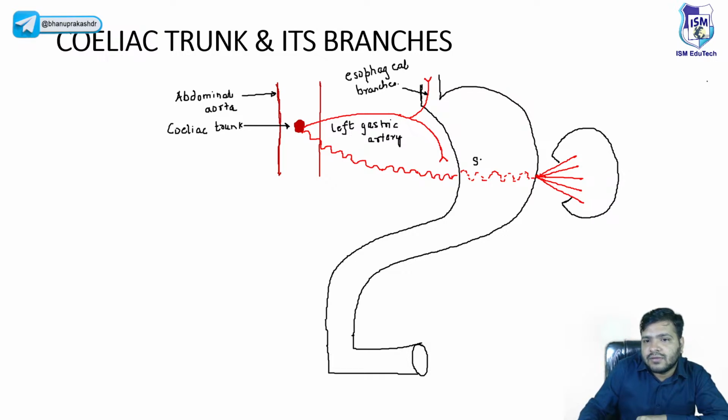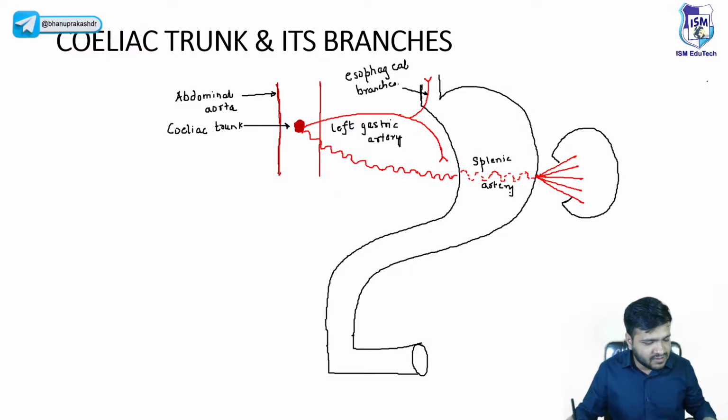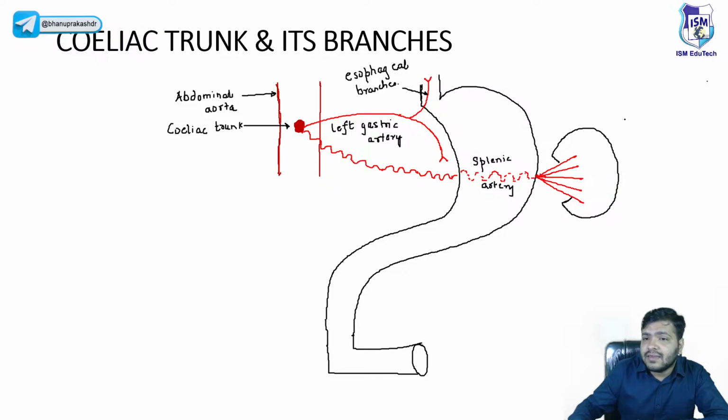If you can see it, it is the splenic artery, and I have drawn it tortuous in nature. Beta, what is the reason why it is tortuous in nature? At the end, it is dividing into 5 to 7 hilar branches. Can anyone tell me why it is tortuous in nature?